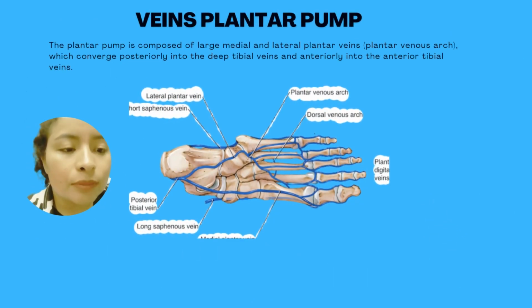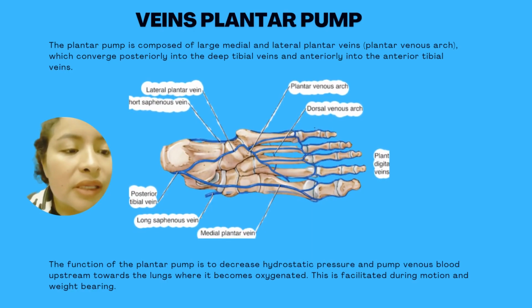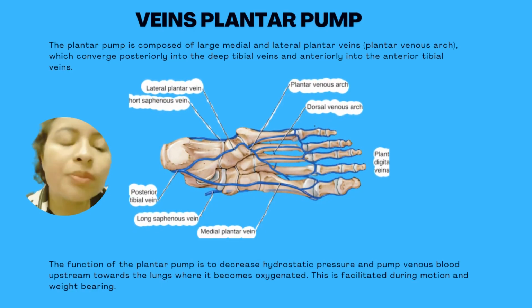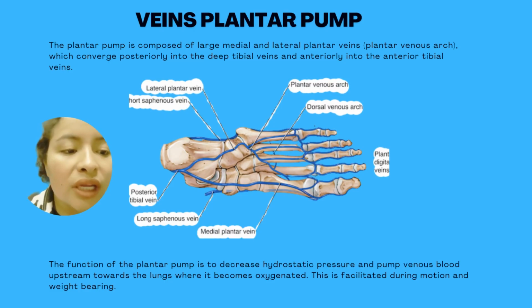Veins, plantar pump. The plantar pump is composed of large medial and lateral plantar veins. The plantar venous arch converges posteriorly into the deep tibial veins and anteriorly into the anterior tibial veins. The function of the plantar pump is to decrease hydrostatic pressure and pump venous blood upstream towards the lungs, where it becomes oxygenated. This is facilitated during motion and weight bearing.